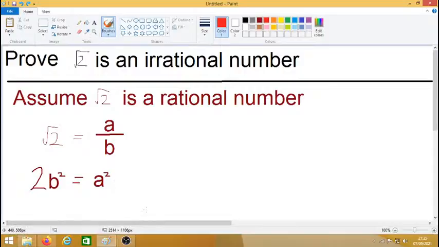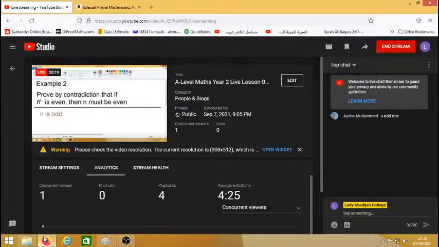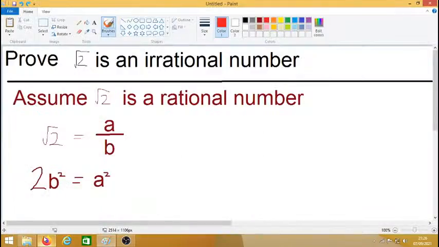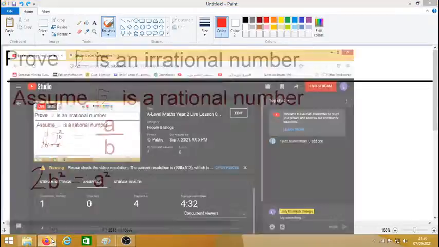Give you a few seconds to think. So what do we do in this proof? What do we do next?